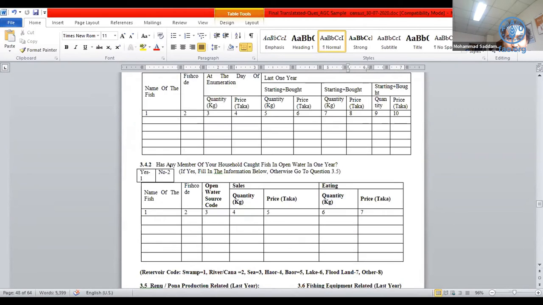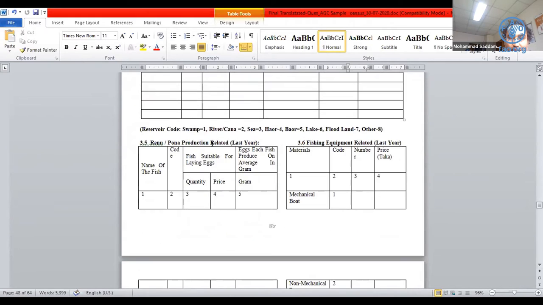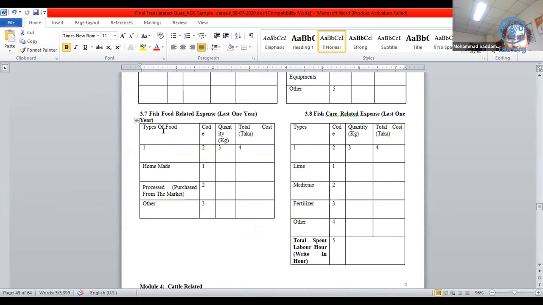3.4.2, has any member of your household caught fish in open water in 1 year? This is relevant to the open air fishing. And then this is a kind of aquaculture cultivation. And 3.7, fish food related expenses. And 3.8, the fish care related expenses.